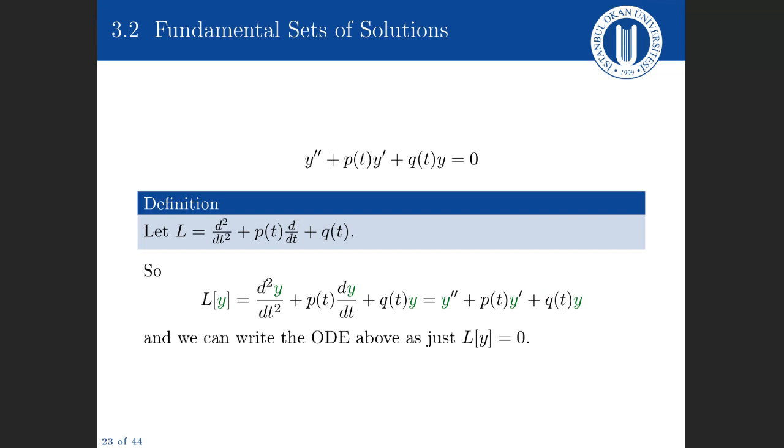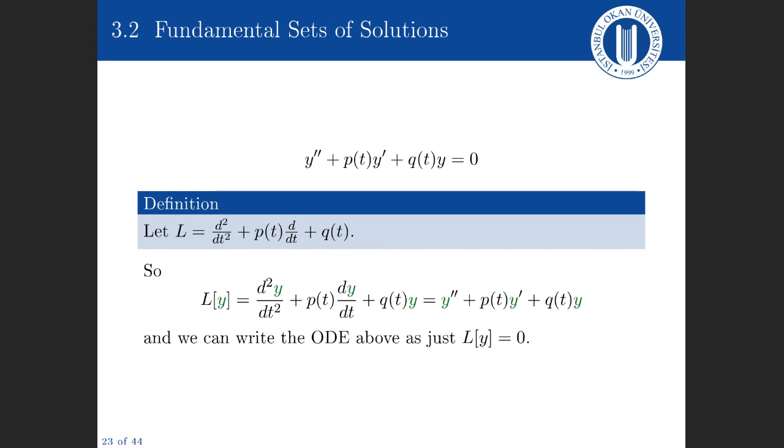Let's go a little bit more general in this section. I'm going to be talking about y double prime plus p(t) y prime plus q(t) y is equal to 0. But this is a cumbersome notation. I want an easier way to write this. So I'm going to define a linear operator L to be two derivatives plus p(t) multiplied by one derivative plus q(t). So for example, if I write L of y, then what I mean is y double prime plus p(t) y prime plus q(t) y.